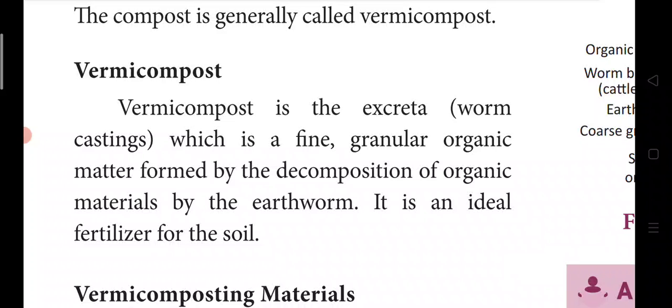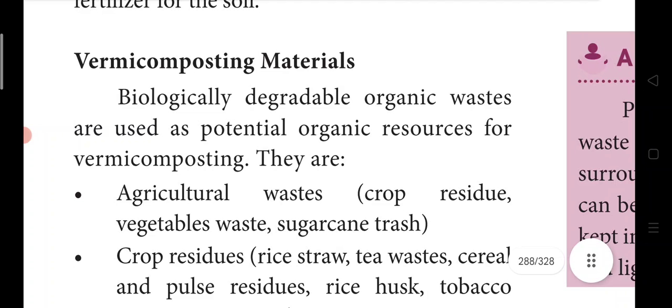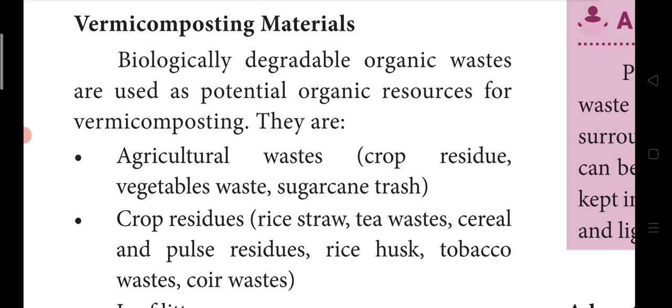Vermicompost is a fine granular organic matter formed by the decomposition of organic materials by the earthworm. It is an ideal fertilizer for the soil. So how do we do this vermicomposting process?